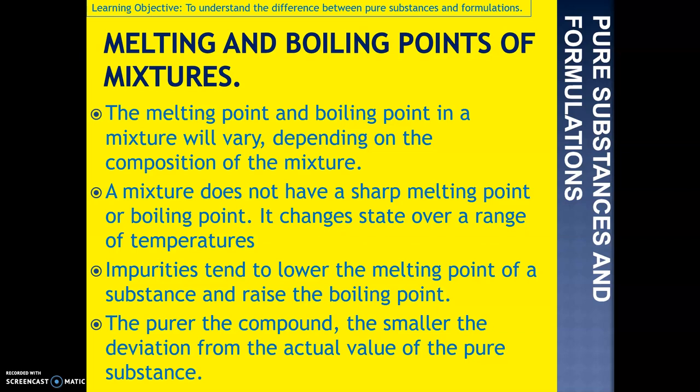Impurities, so for example in mixtures, those are different elements or different compounds that are different to the original element, tend to lower the melting point of a substance and raise the boiling point, so key point there. The purer the compound, the smaller the deviation from the actual value of the pure substance. Bit of key information right there for you.